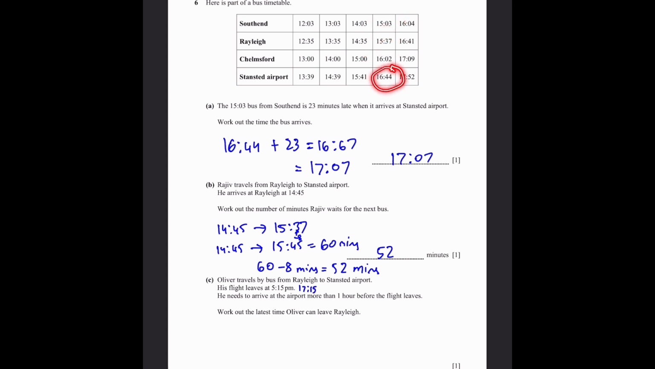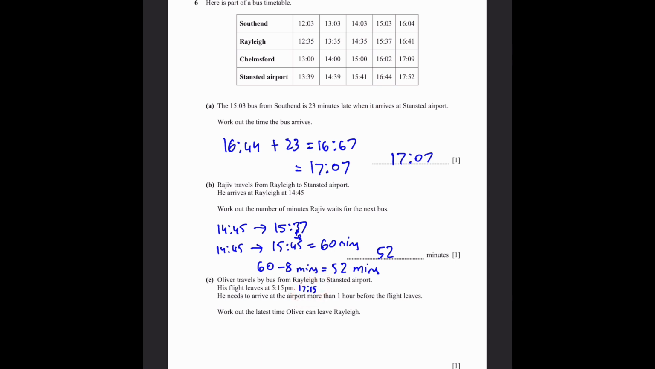16:44 is 31 minutes away from 17:15. But now what about the 14:35 bus? It leaves at 14:35, 2:35 p.m., and then arrives at 15:41. Now if we add 1 hour, it becomes 16:41. And this is well before his flight timing, which is 17:15.